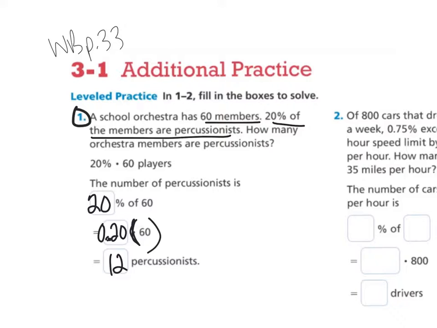Another option you guys might be able to think about, stuff like 20% is the same as 1/5, if you remember that. So you could do 60 divided by 5 would be another option.